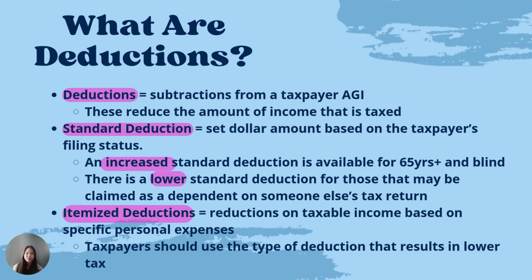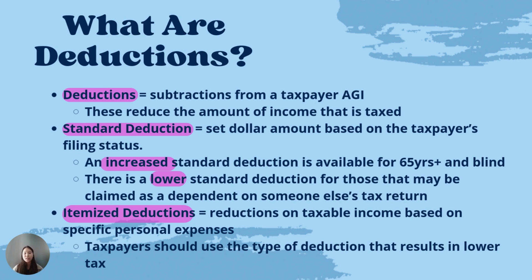All right, so what are deductions in general? Well, deductions are any subtractions that a taxpayer might take from their adjusted gross income, or AGI. These reduce the amount of income that is actually taxed, thus reducing the amount you have to pay for tax. A taxpayer is eligible to take one of two deductions, the standard deduction or itemized deductions.